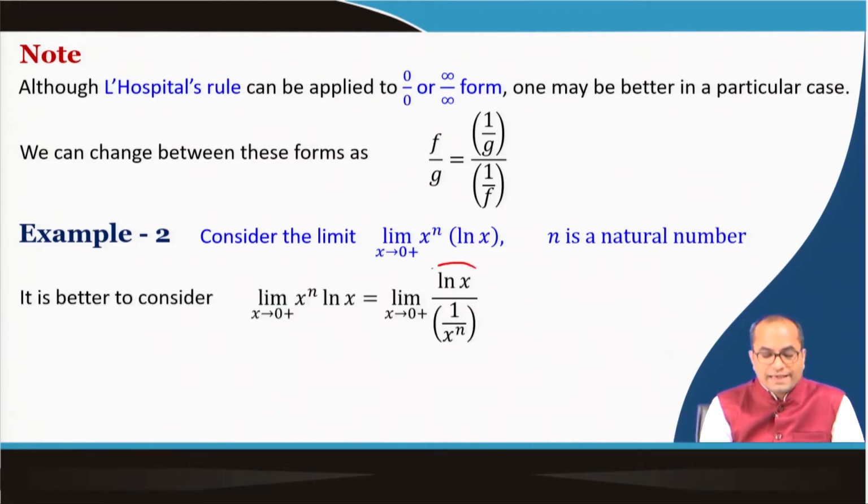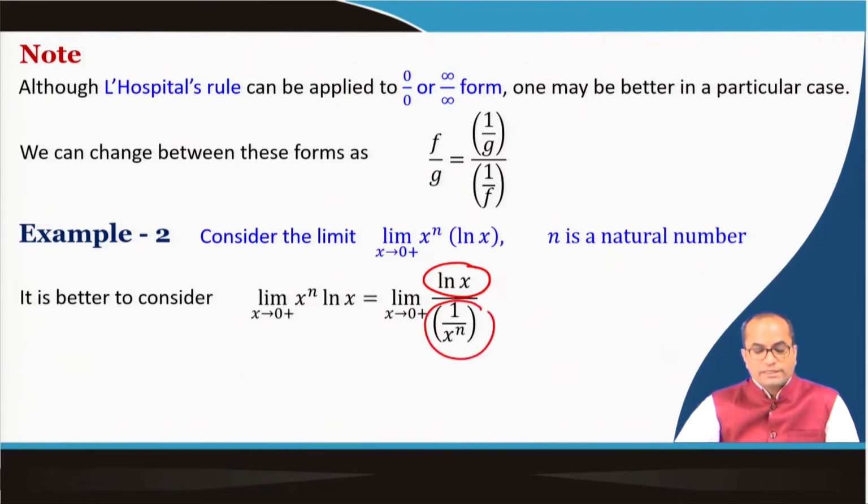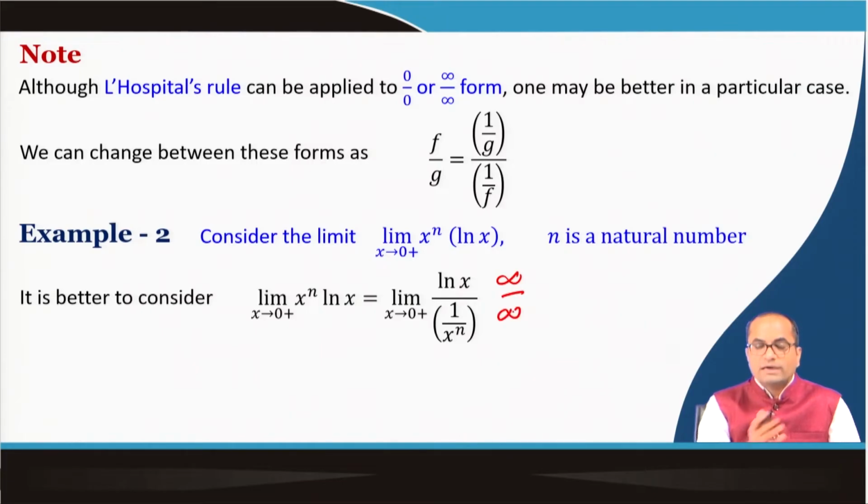So, we consider here the ln x in the numerator and then 1 over x power n in the denominator, because of the same reason as earlier, here it is easy to differentiate the ln x. So, we have simply 1 over x, but if we would have written x power n and then 1 over ln x, then this is complicated unnecessarily. So, it will not help us. So, better to write in this case this infinity by infinity form. Earlier it was better to have the 0 by 0 form. Well, now it is infinity by infinity form and we can apply the L'Hopital rule.